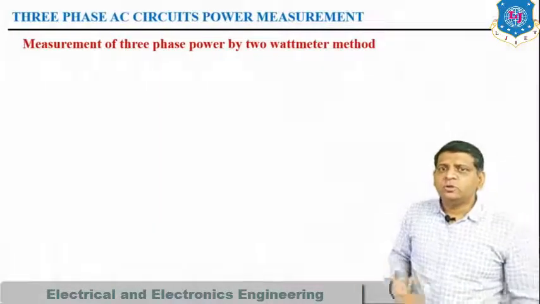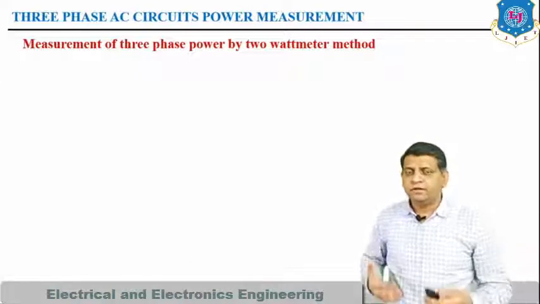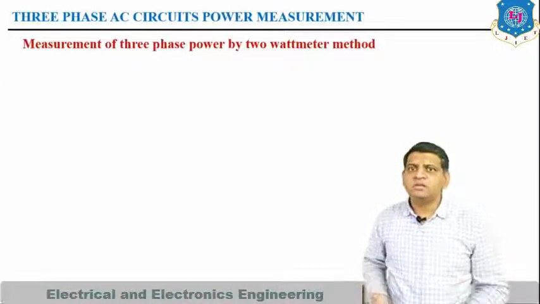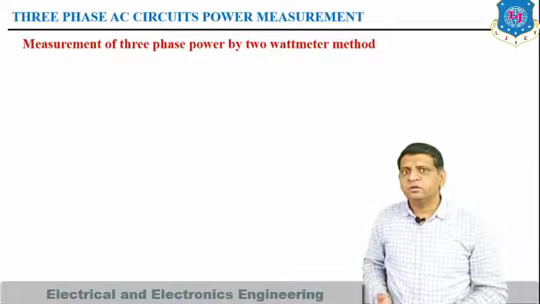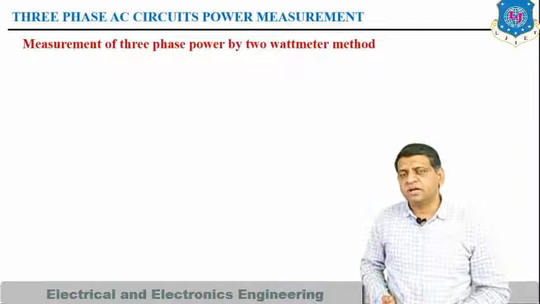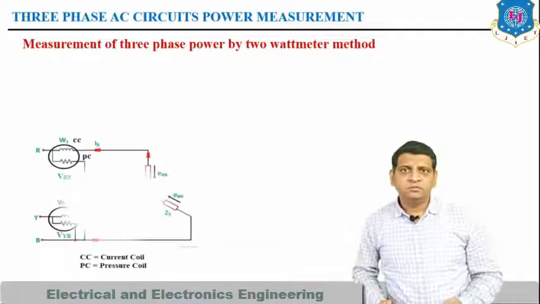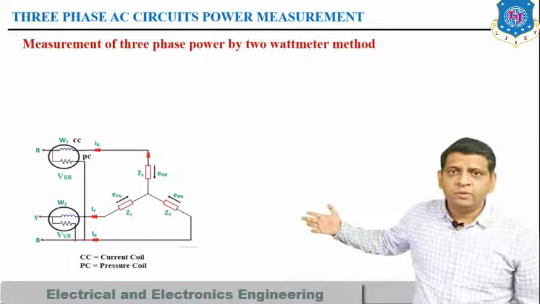But my job is to look at the 2 wattmeter method, where only 2 wattmeters are connected in this 3-phase star connected load. You can see here that 2 wattmeters are connected.